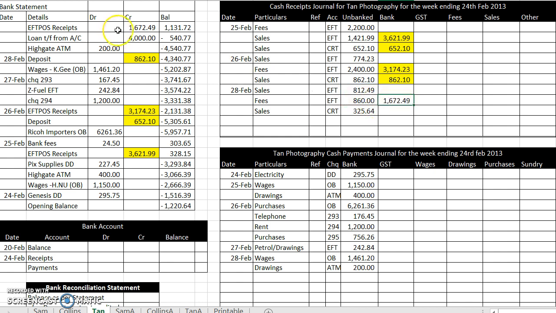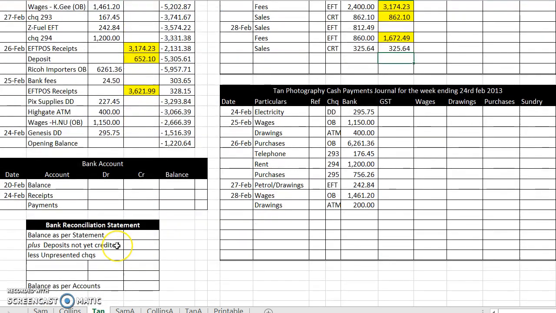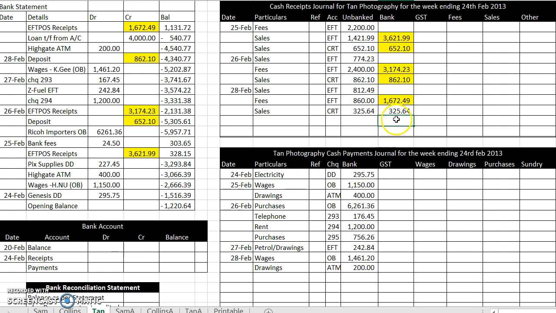And that matches up as well. Good. And we highlight it. We also got this last one here. It's in our till. That hasn't made it to the bank yet because it's a deposit not yet credited. We'll see that down here, and we'll deal with that a little bit later.